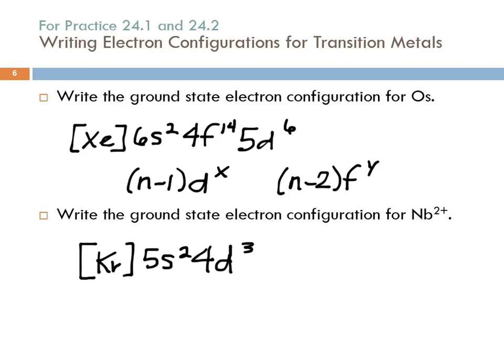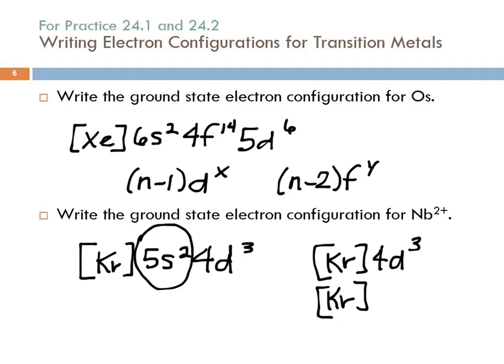Now, for the ion, the 2+ charge tells us that it lost 2 electrons, right? It's going to lose these 2 electrons first. Those are valence electrons. Valence electrons are the highest occupied principal energy shell, energy level, so 5. So we're going to lose those. It turns out for this one, it's enough. So we're going to get krypton 4d3, or you might also see this as krypton 5s0 4d3, depending on who's writing the exam.